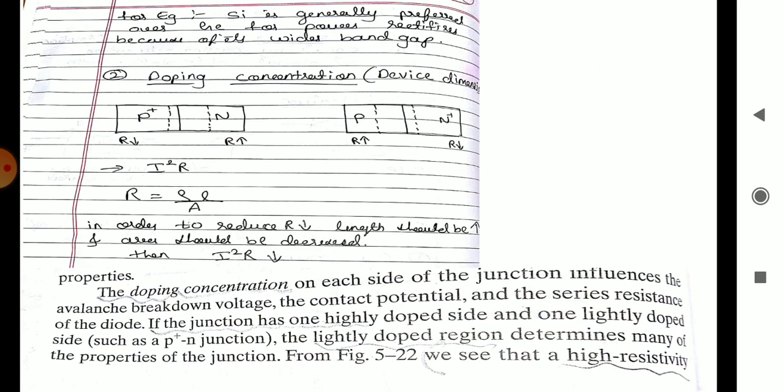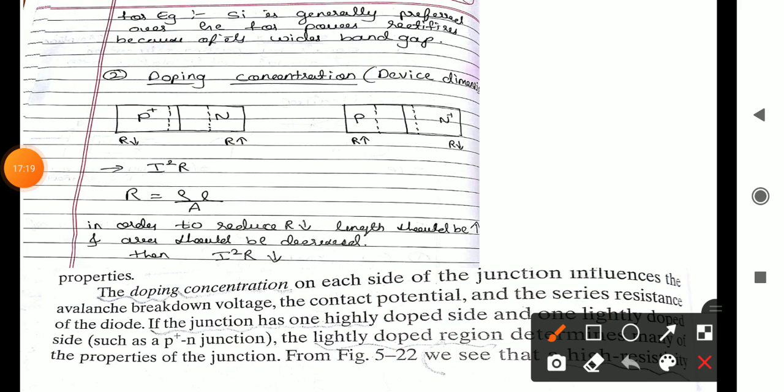So if a device is highly doped compared to the lightly doped side, then the depletion width will be more because of this higher doping capacity. So they will penetrate so deeply towards the N region. So that's why here in a lightly doped region, the depletion region is more.